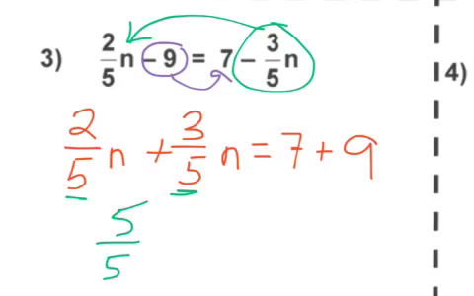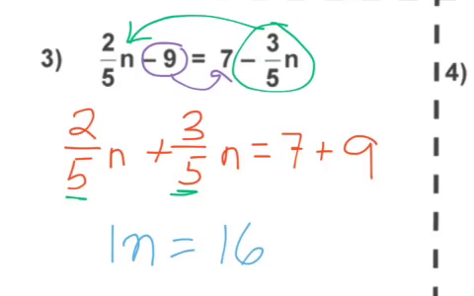5 over 5 is the same thing as saying 1, right? So let's just not write 5 over 5, and just know that we have 5 over 5 n, and so again, you don't normally need to write the 1, I just do that to show you it's there. And 7 plus 9 is going to be 16. So really we're done. If you divided by 1, you would get n equals 16.